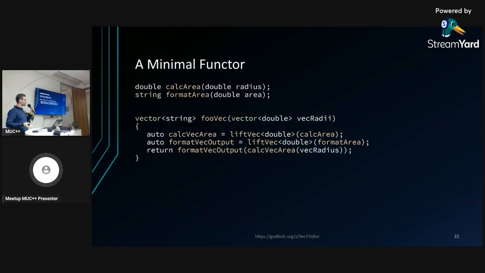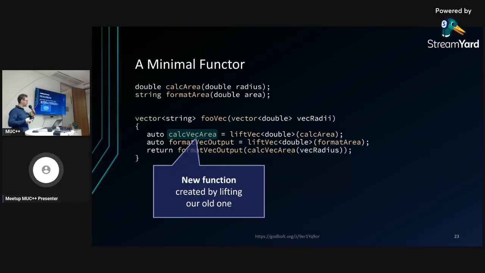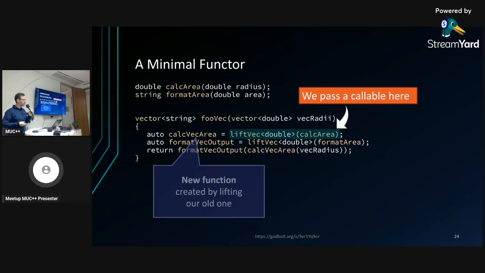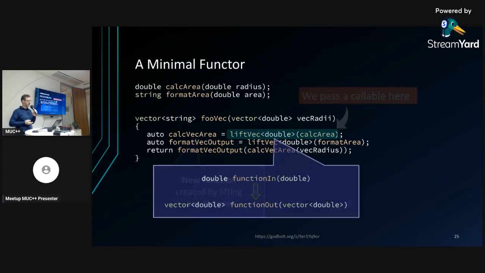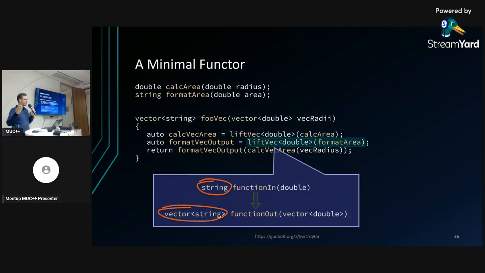How much better would it be if somebody could magically transform us poor functions so we can handle vectors? Like we would have a new function created from the old one, and we would pass the old function as an argument. The new function would accept a vector of whatever argument type the old function accepted, and would return a vector of whatever type the old function returned. So for the format area, which takes a double and returns a string, we would now accept a vector of double and return a vector of string.